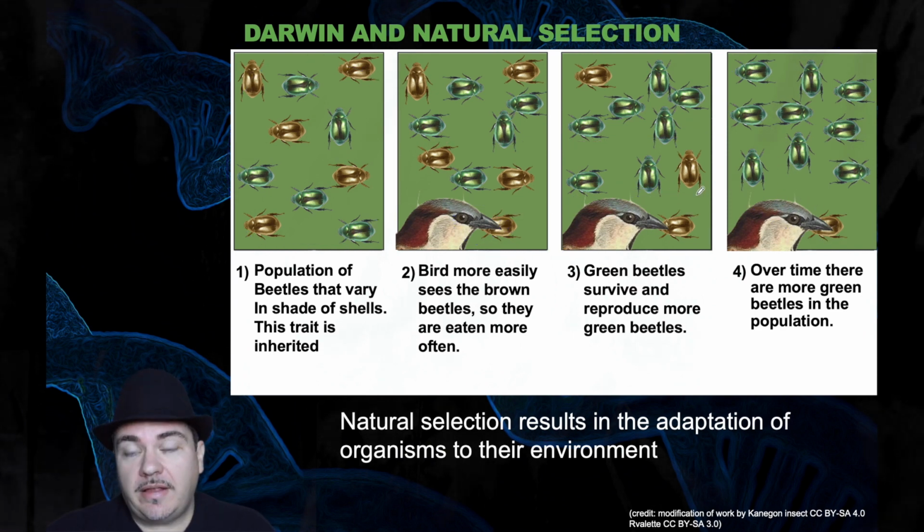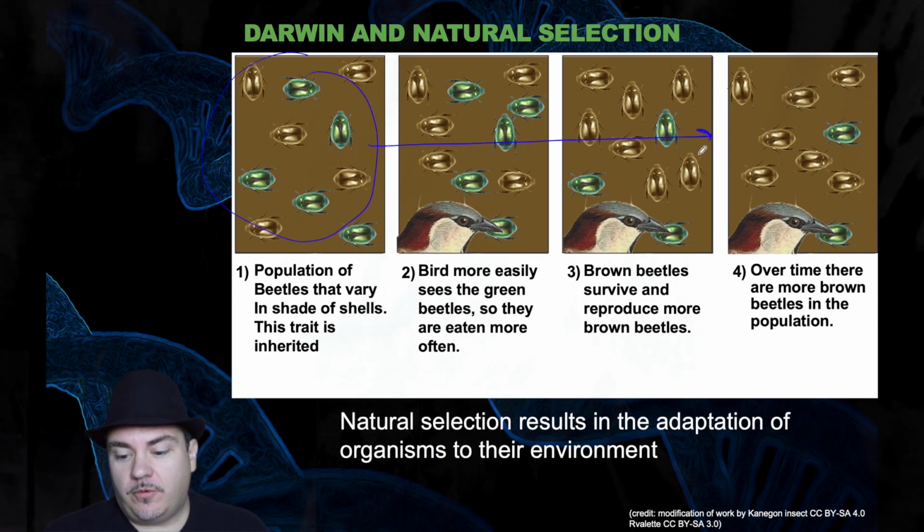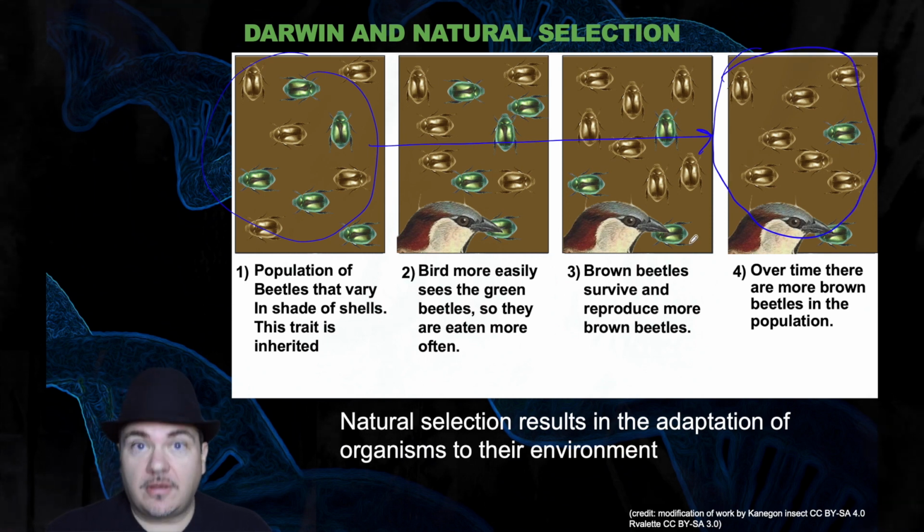Now, let's say something happened. Let's say there was a drought. And because there was a drought, all the grass was dying off, so it turned to a brown color. In that case, the brown beetles hide better, whereas the green beetles stick out and they're more easily seen. Then the bird would more often eat the green beetles. So over time, that population would shift to be more and more brown shaded beetles and less green shaded beetles. In other words, suiting the environment that they're living in.